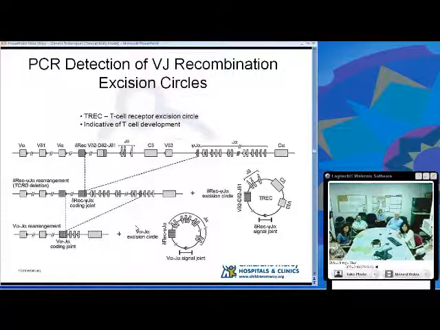Okay. So one way we can use PCR is in the detection of recombination excision circles. And so say if you were looking at development of T cells, you would look for what are referred to as TREC, or T cell receptor excision circles. And so in the thymus, as you recall, this is where T cell development begins. And so this is where the T cell receptor begins to rearrange its genes. And so you expect to get these excision circles. And so you can develop primers to detect these excision circles. And if you don't see them, then you know that there's something wrong with this particular patient.